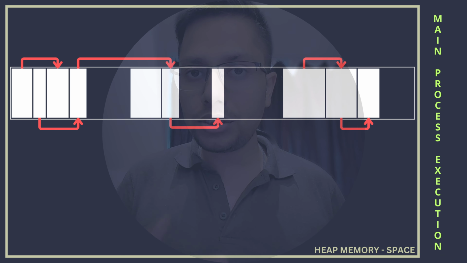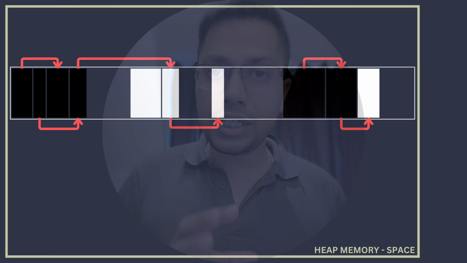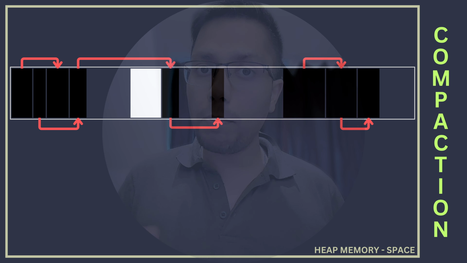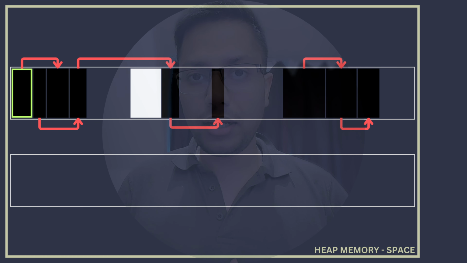After that, the main process resumes, and at a certain point in time, the marking process happens again, which means that all the reachable objects are marked. But this time, instead of sweep, the compact process happens. So in the compaction, the page is iterated. Each object in the page is checked if it is marked or not. If it is, then it is cleared and it's evacuated.